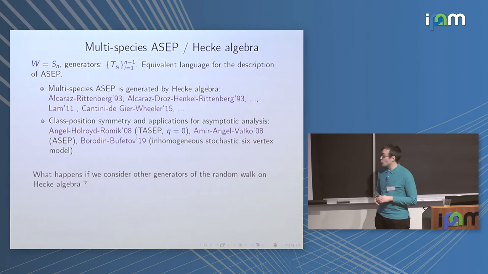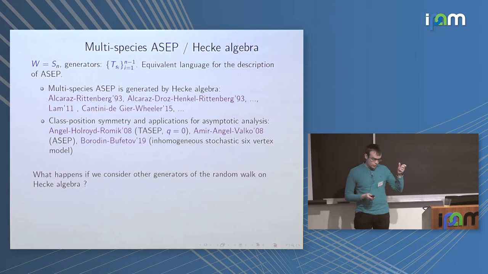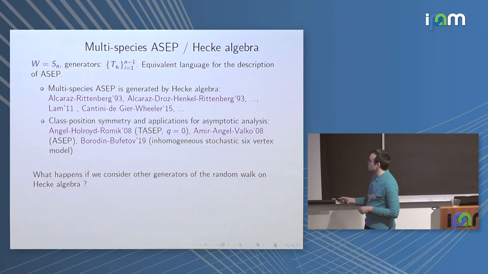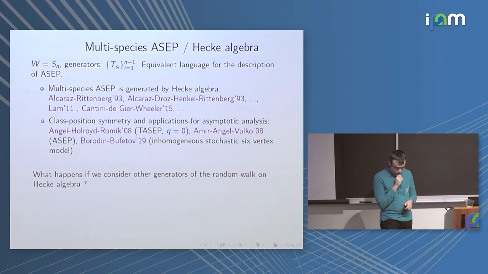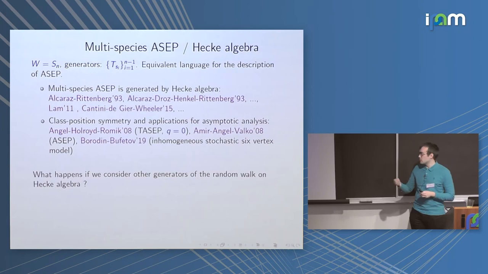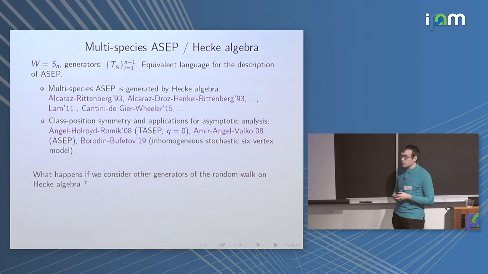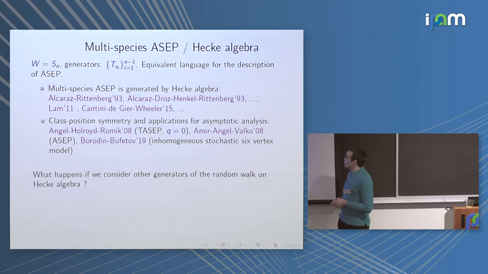Somewhat interestingly, the fact which corresponds to this involution, applying the involution in the Hecke algebra, was discovered independently in this series of papers. Here it was discovered for ASEP by Angel, Holroyd, and Romik. Then Amir, Angel, and Valko used this for ASEP, and we also used this for the stochastic six vertex model. So without reference to Hecke algebras, it's possible to brute force prove this property for every system. But then it's important that one can use this to extract asymptotic information. In all of these three papers, there are non-trivial probabilistic applications of this operation. So that's the story about ASEP.